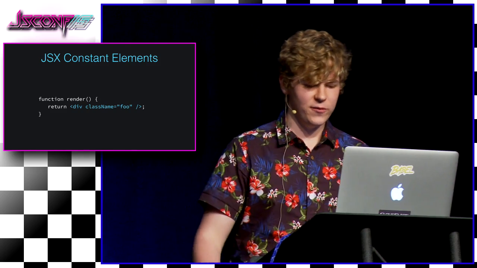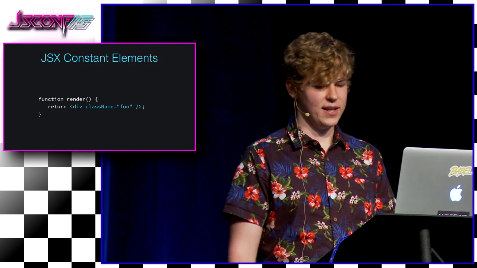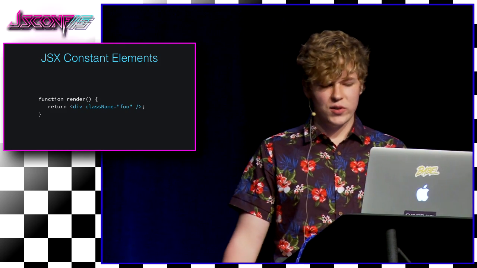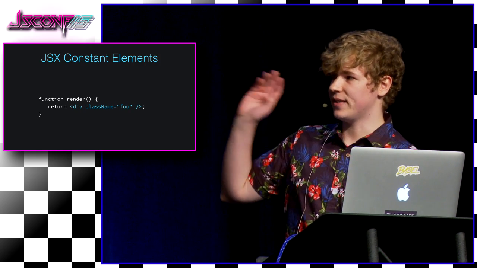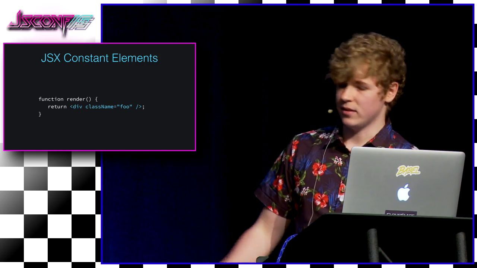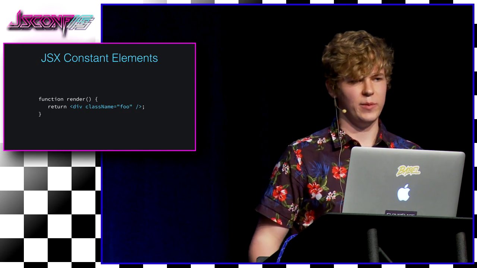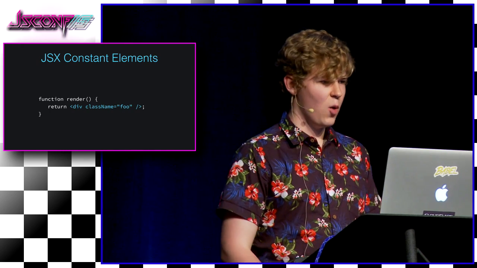But in React 0.14, JSX elements are treated as constant value types. So if it looks the same, then it'll always return the same value. Whenever you call render, it will return the exact same instance. This is extremely important for performance. It's why you're constantly doing more work than you have to.